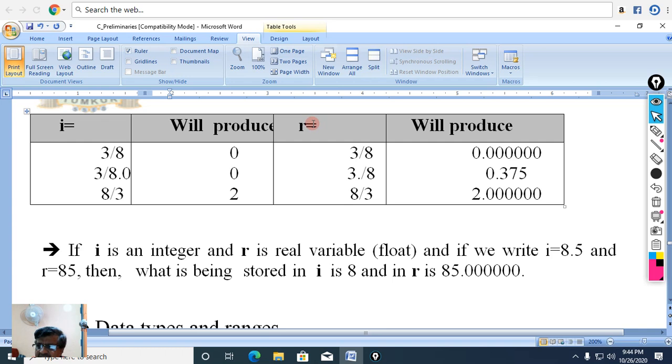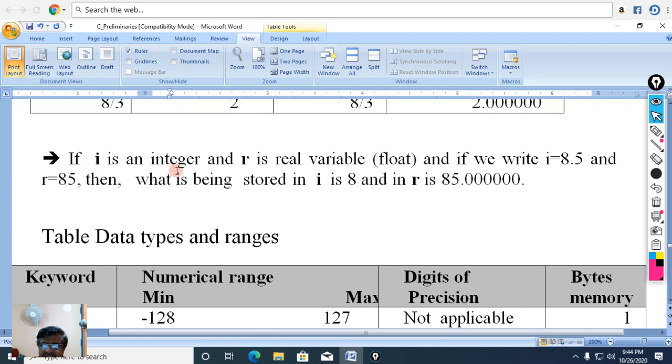If R is real, these expressions will produce: R equal to 3 by 8. 3 is an integer, 8 is an integer, and it should give us 0, but when it is assigned to R, which is declared as a float, it becomes 0.000000, whether we like it or not. If you make it 3.0 divided by 8, it will give us 0.375. If it is 8 by 3, integer by integer division, it is actually 2. Since it is assigned to R, a real variable, it becomes 2 point followed by 6 zeros.